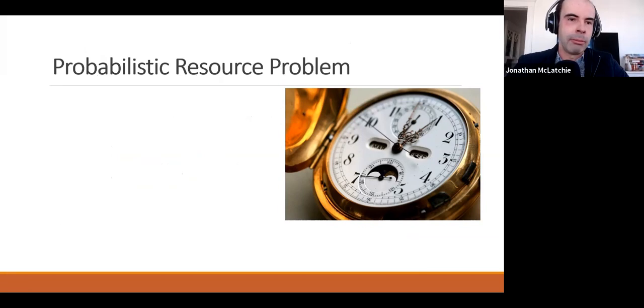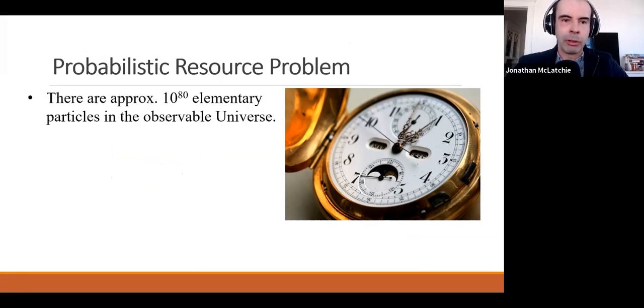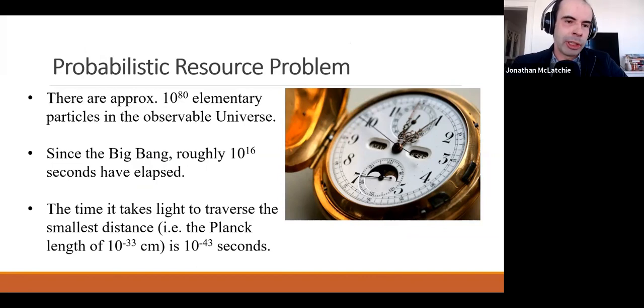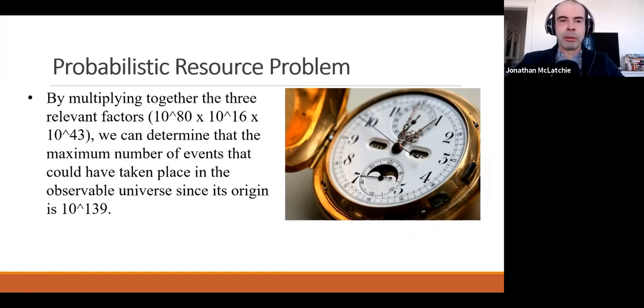There are approximately 10 to the 80, as I said, elementary particles in the observable universe. Since the Big Bang, roughly 10 to the 16 seconds have elapsed. And the time it takes light to traverse the smallest distance, the Planck length of 10 to the minus 33 centimeters, is approximately 10 to the minus 43 seconds. So by multiplying together the three relevant factors, 10 to the 80 times 10 to the 16th times 10 to the 43, we can determine that the maximum number of events that could have taken place in the observable universe since its origin is 10 raised to the 139th power. We can call that the universal probability bound.